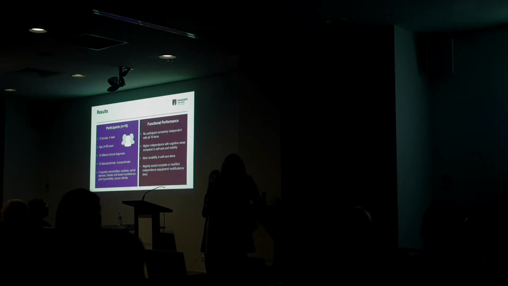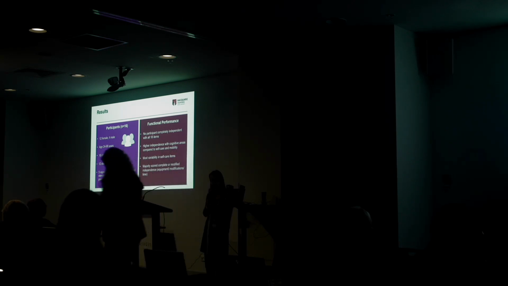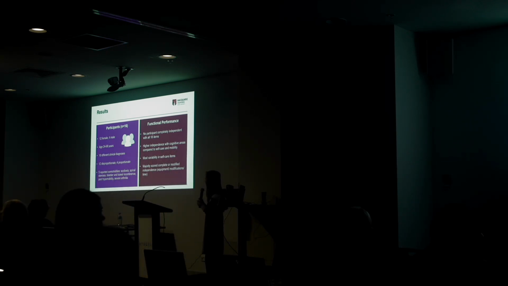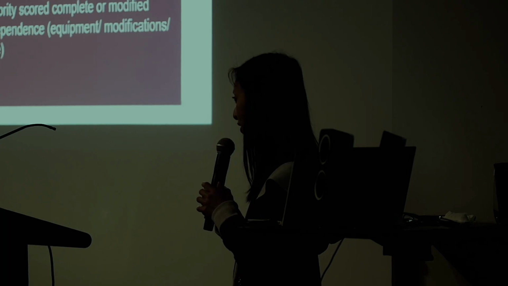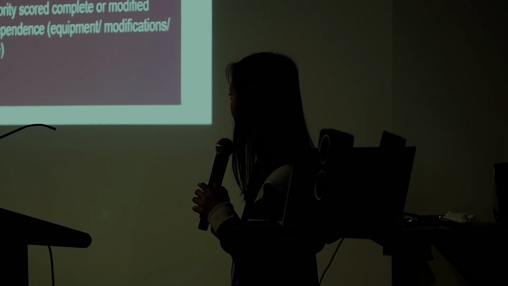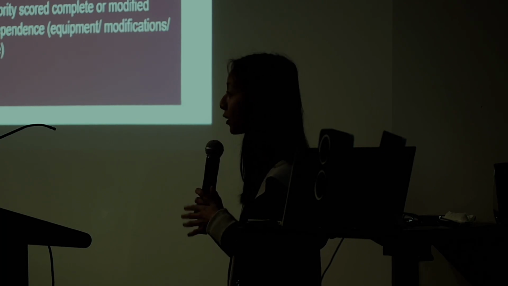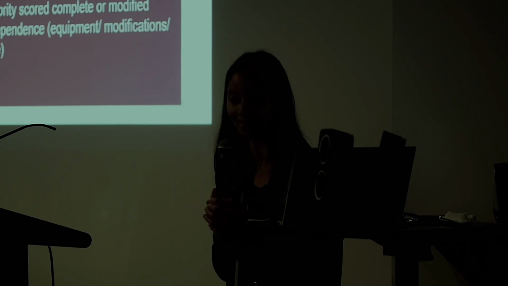What we did find was that no participant had scored completely independent across all those 18 items. And more difficulties were observed within self-care and mobility compared to cognition, which is what we had hypothesized. But within self-care, we saw the most variability in scores. However, most people were independent to some degree. They just had relied on other forms of equipment or modifications or increased time compared to their peers to complete the task.